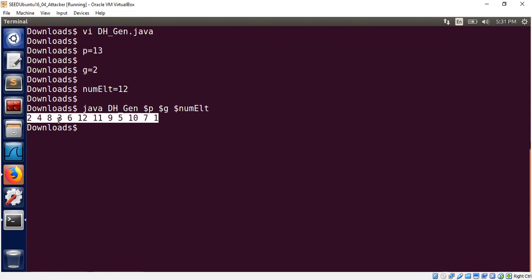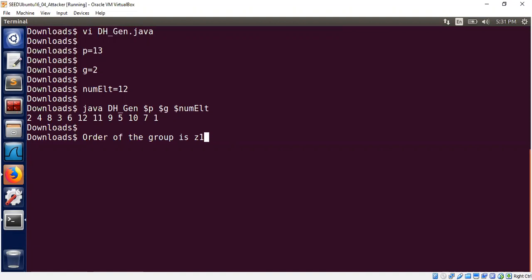If you count, you will see 12 elements in Zp star, which in this case is Z13. So P is 13, which means there are 12 elements in the group. The order of the group is 12 in this case, because P is equal to 13. Just want that to be clear.